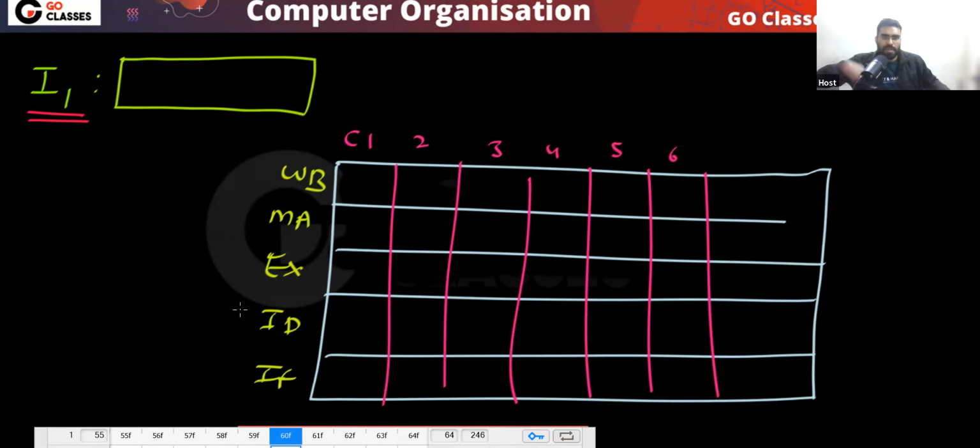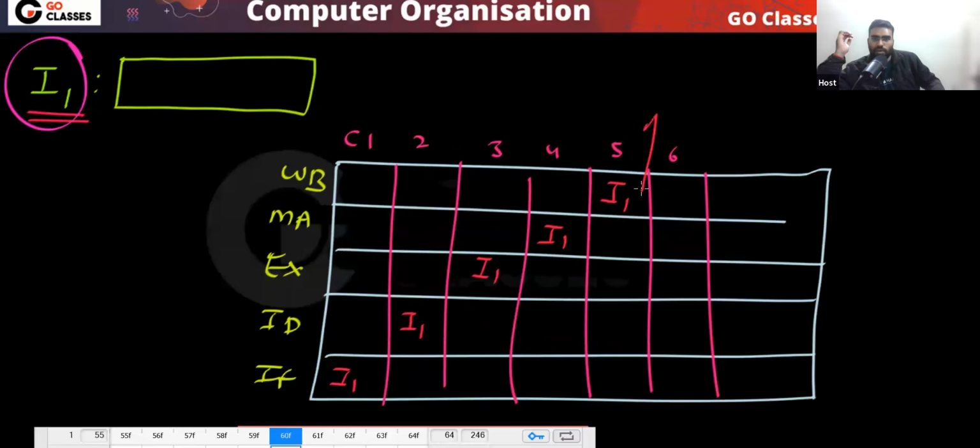Now you tell me, this instruction I1, I'm not telling you what this instruction is. So you will fetch it, and you will do everything with it. I1, it will go away.